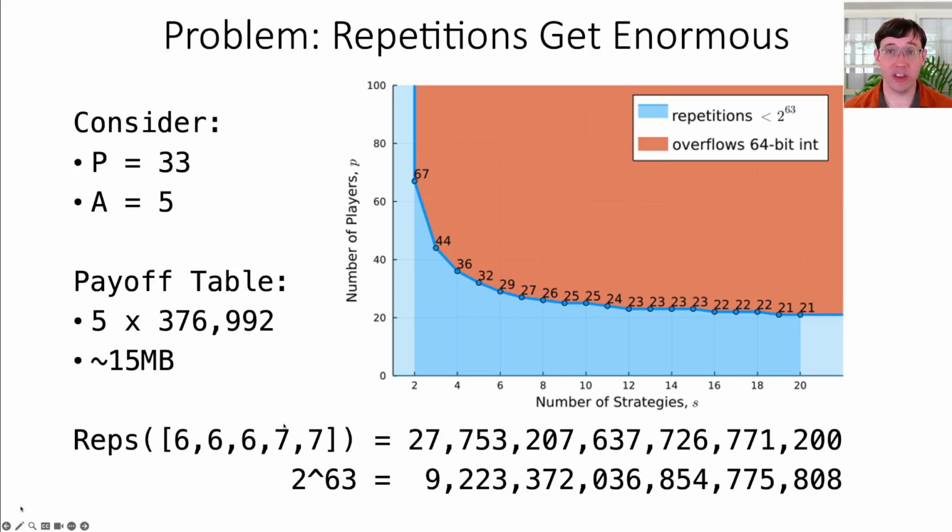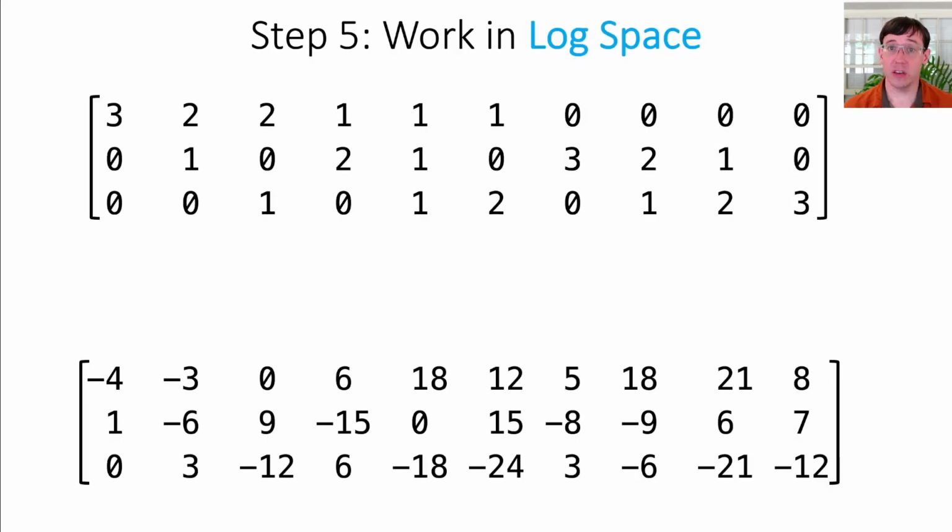And for this configuration, the number of repetitions is larger than we can store in a 64-bit integer. And so for all of the games in the orange region of this plot, there is at least one profile where the number of repetitions overflows a 64-bit int, and so with standard CPU arithmetic, we can't actually calculate correct deviation payoffs. To deal with this problem, we use the standard approach from probability calculations of working in log space.